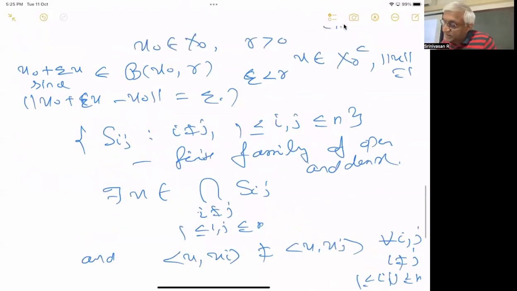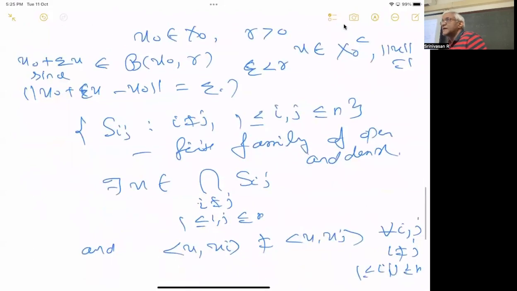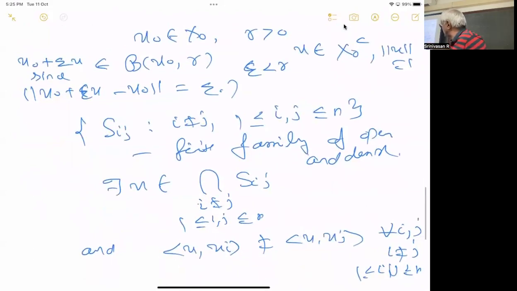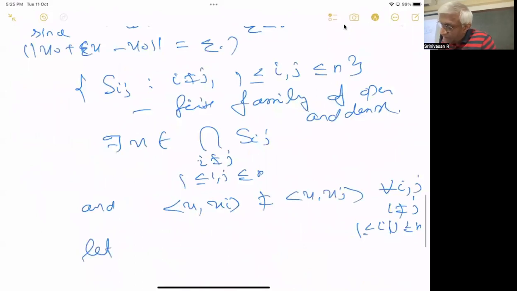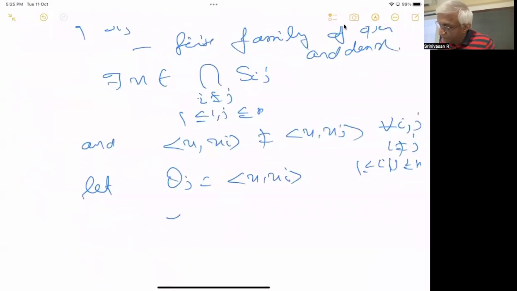So why am I doing all this? We just got a U such that the inner product of U with Ui is not equal to that with Uj. Let some theta j equal to Ui. Then these e power lambda theta j are different functions, as lambda goes to these functions. You know that exponential functions are different functions.